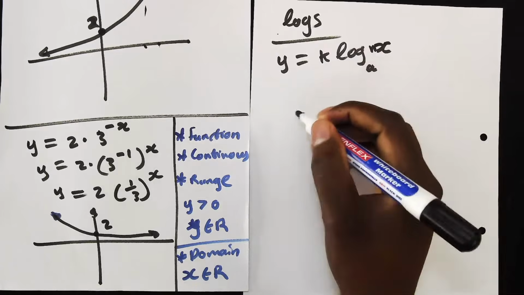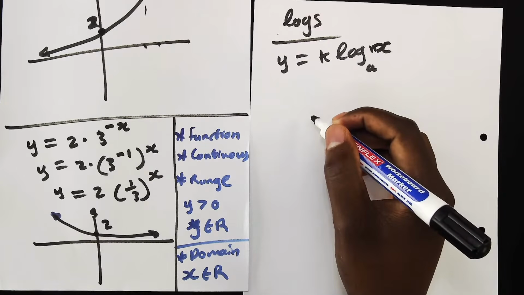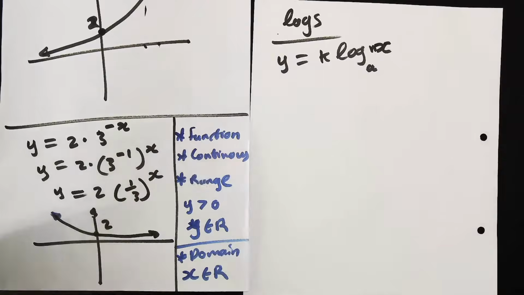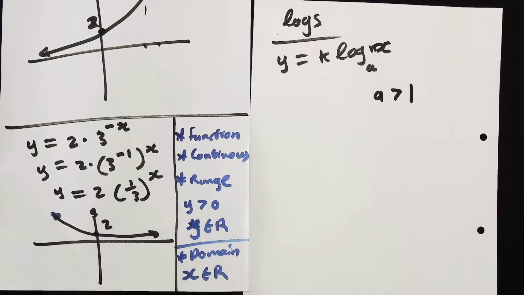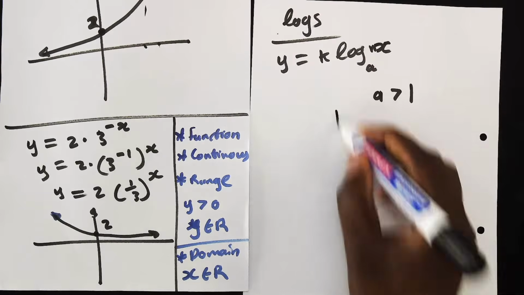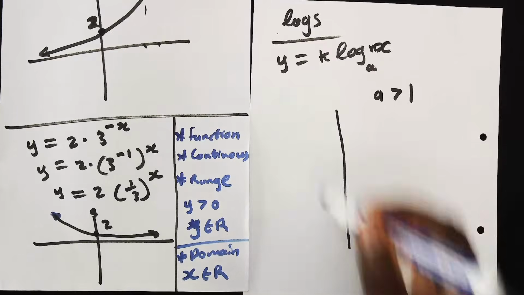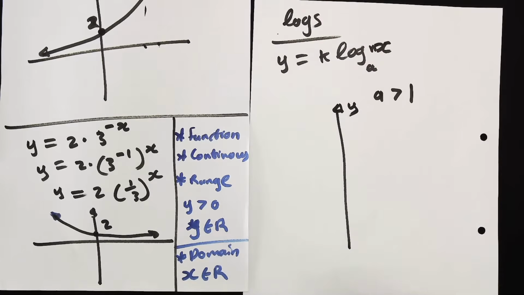Okay, so we can now try and plot the graph. It's similar to what we call the exponential graph. So we must inspect the same thing, that a must be greater than 1. So same thing, it will come from decreasing and increase. But now it uses the y-axis as an asymptote. Logs always use the y-axis as an asymptote. So the y-axis will be the vertical asymptote.